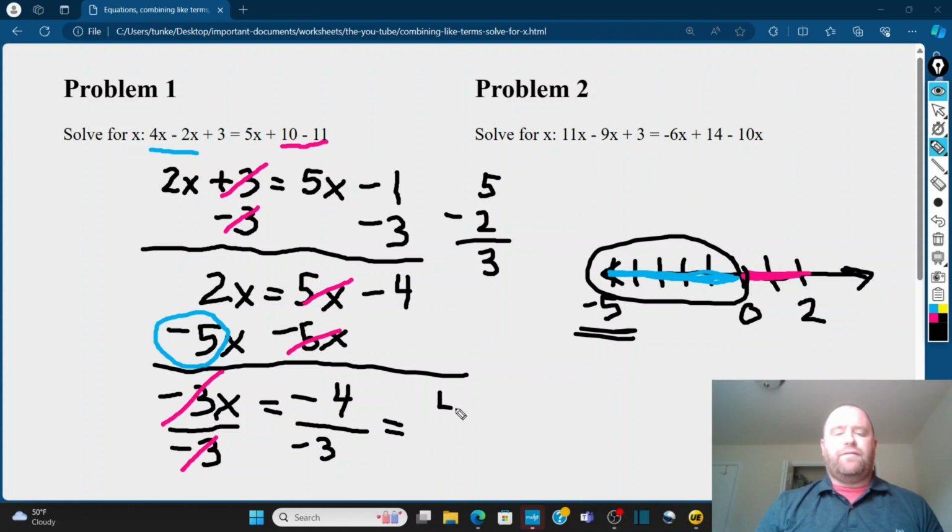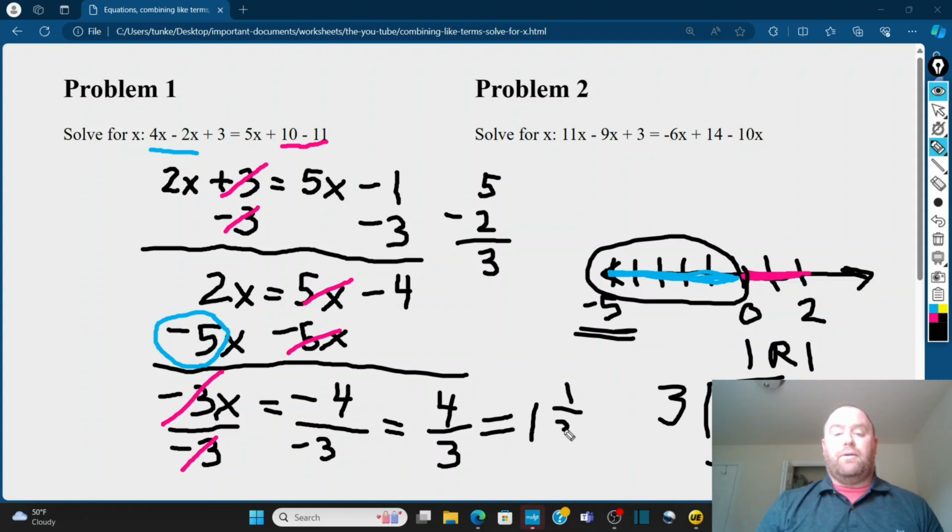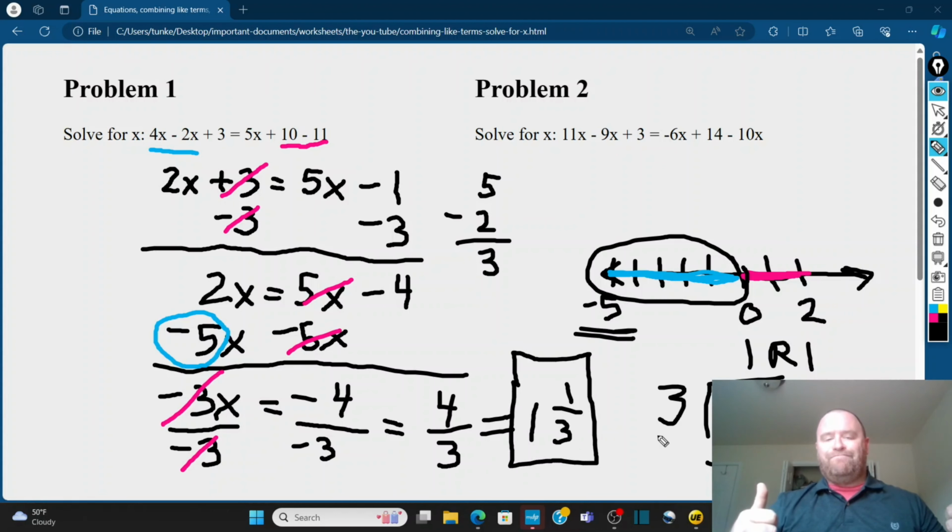So we've got a positive 4/3. And really, if we want to think about this, we could write this as a mixed number. If we divide 4 by 3, well, 3 goes into 4 once. 1 times 3 is 3. And we're left with a remainder of 1. So this, as a mixed number, becomes 1 and 1/3. And that's what x equals. That is my solution to problem 1.